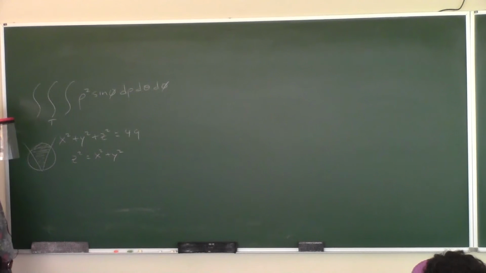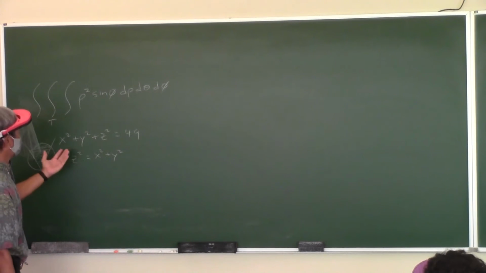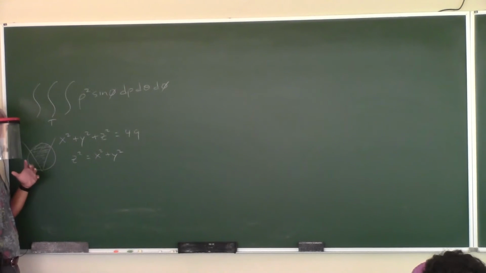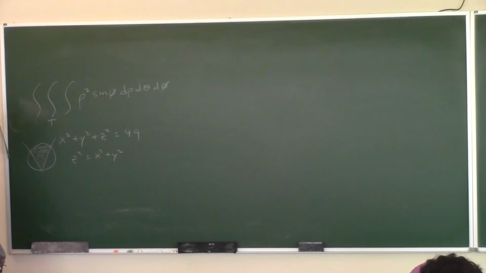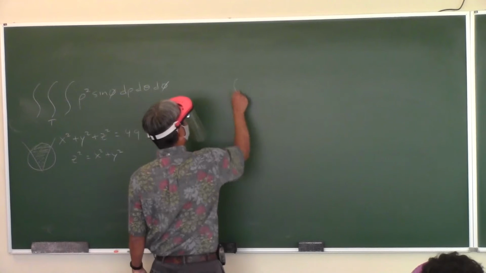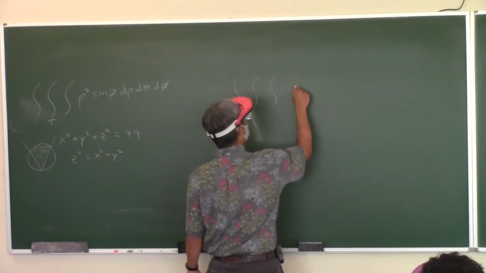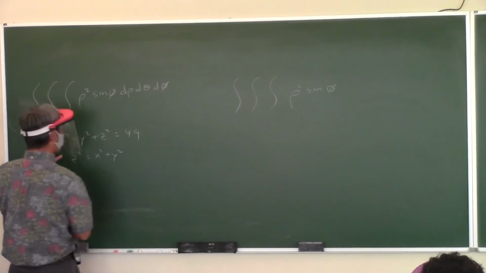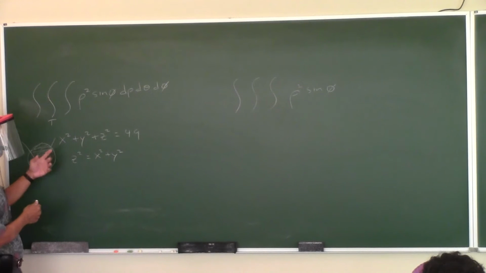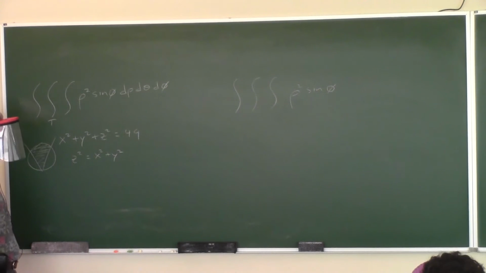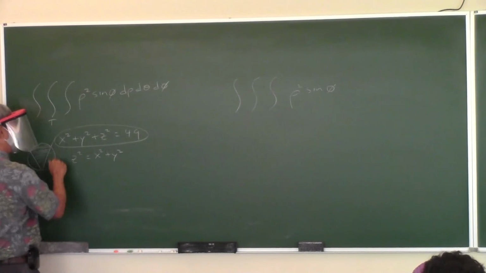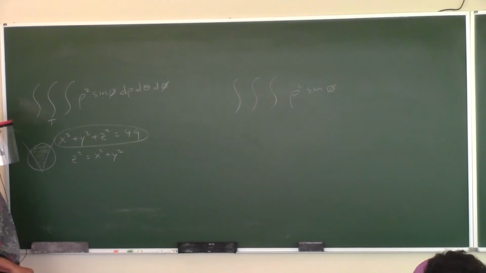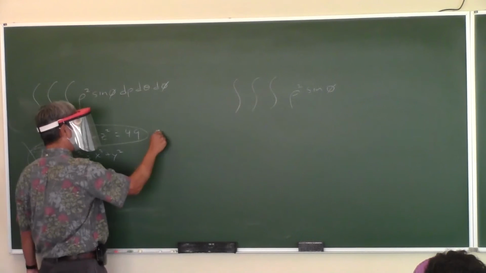So how can we write an integral that represents the cone and the ice cream on top? Well, look at the equations. When you see x squared plus y squared plus z squared, that's a hint you should do spherical. So here we go: rho squared sine phi. Now you have to change these equations into spherical coordinates. What is the equivalent equation for the sphere? Rho equals 7, right?